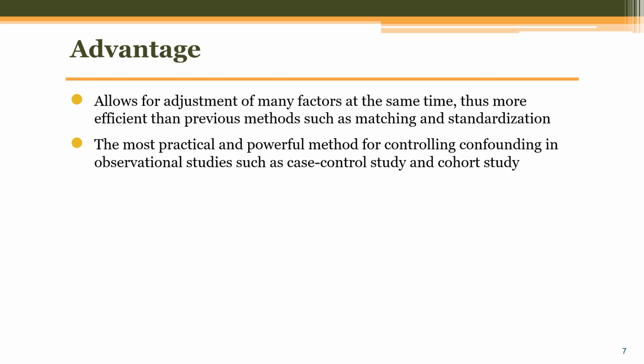The advantage of multivariable regression analysis is that it allows for adjustment of many factors at the same time, thus more efficient than previous methods such as matching and standardization. For this reason, multivariable regression analysis has been the most practical and powerful method for controlling confounding in observational studies, such as case control study and cohort study.